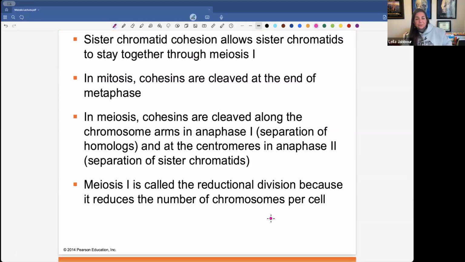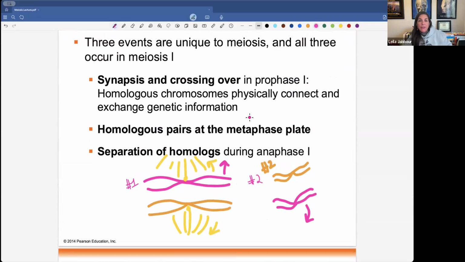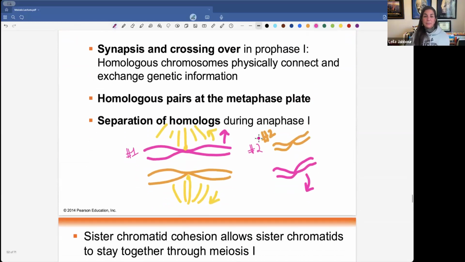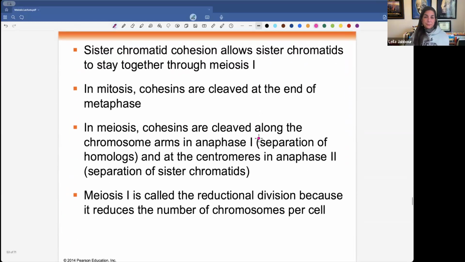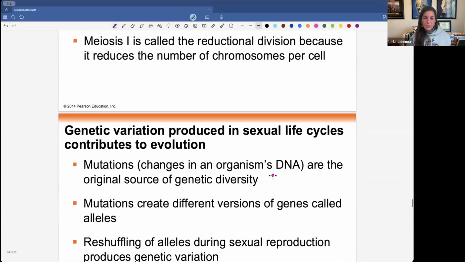Okay. Separation of homologs during anaphase. Those are 3 events unique to meiosis. All 3 occur in meiosis 1. You need to know that. Sister chromatid cohesion allows the molecules to stay together. We already saw that, and I think I mentioned all of that already.